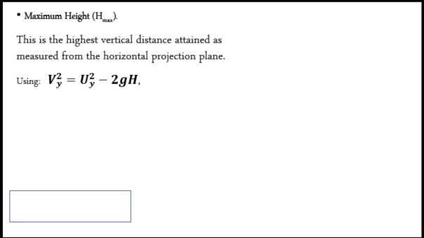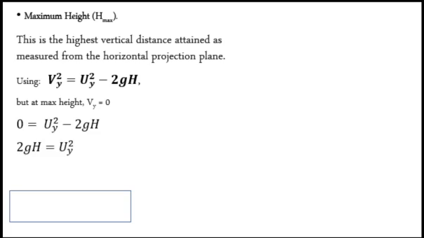Now looking at the maximum height. Maximum height is the highest vertical distance attained as measured from the horizontal projection plane. So we are going to be using v squared equals u squared minus 2gh. That's what we are going to be using here. And at maximum height, vy equals 0, and if that is substituted, I have 0 equals uy squared minus 2gh.